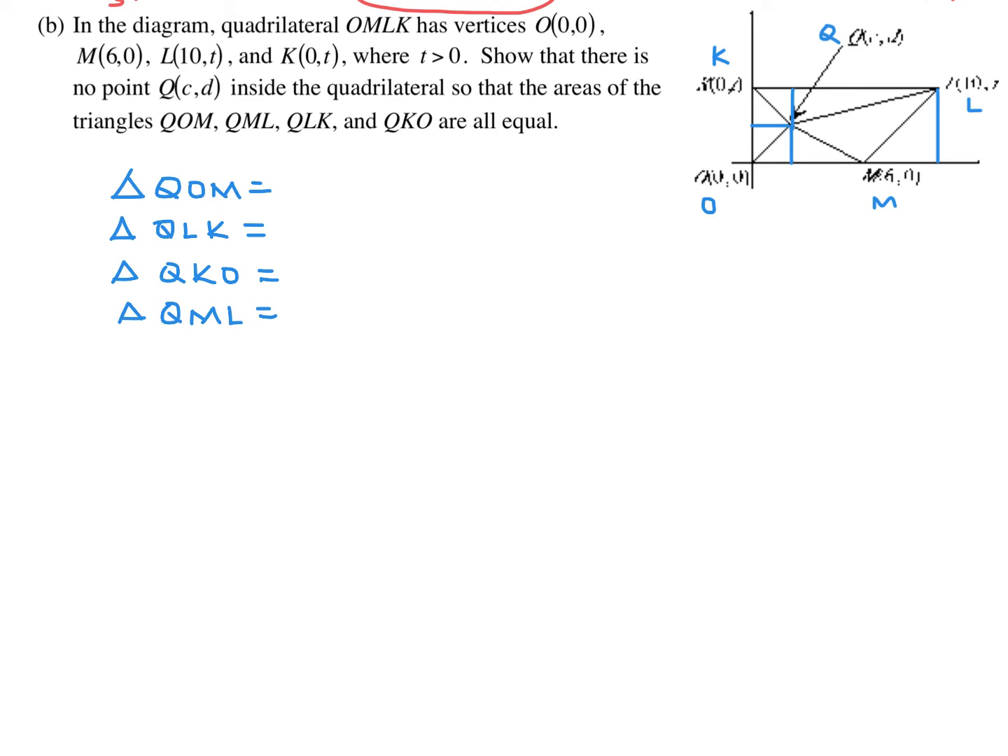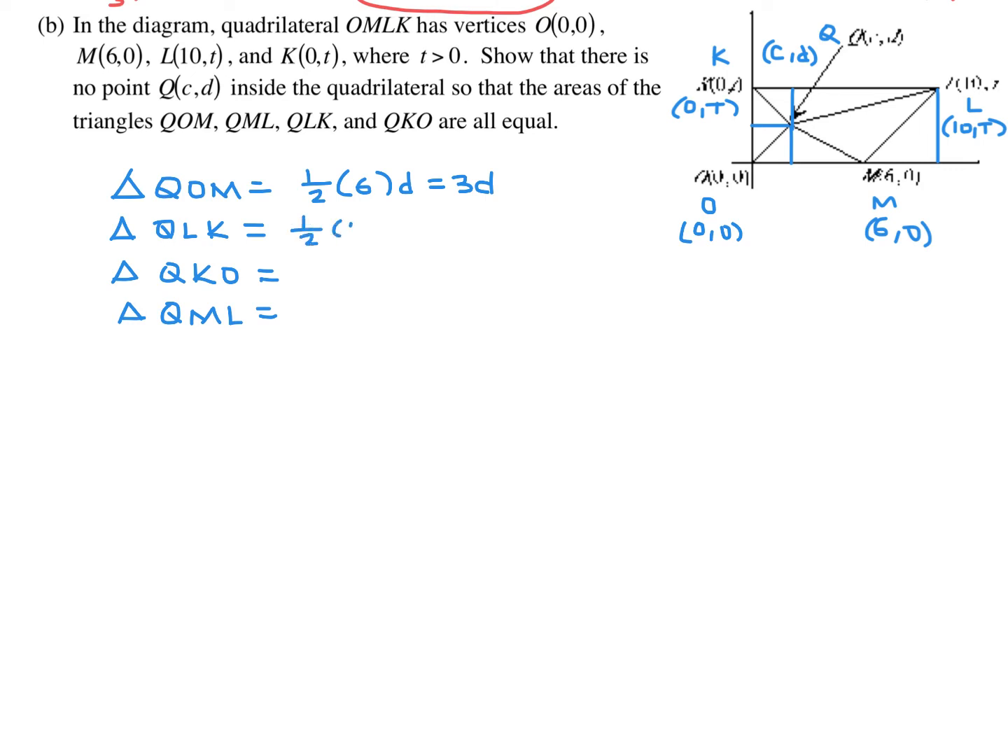Okay, so let's figure this out. QOM is going to be 1/2 base times height. Let me write in the coordinates since you probably can't read them. The diagram is not very nice here: 0, T and 10, T. And then Q is (C, D) in terms of its coordinates. All right, here we go. So 1/2 base times height. The base would be 6, and then the height would be D. So this is 3D.